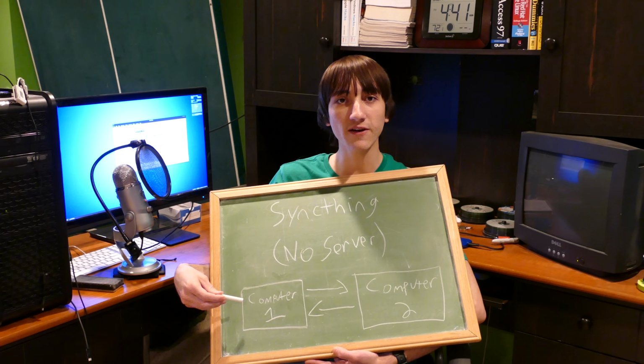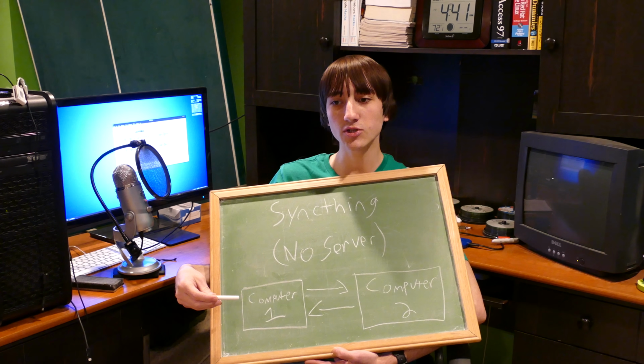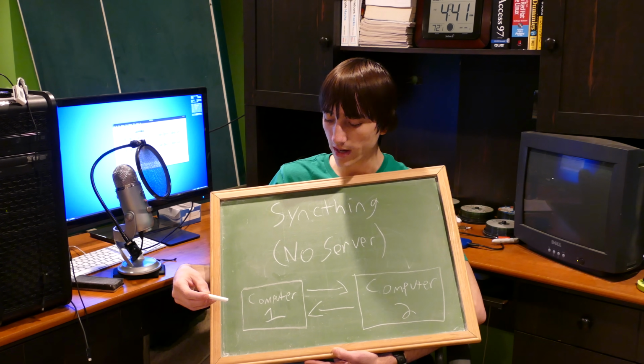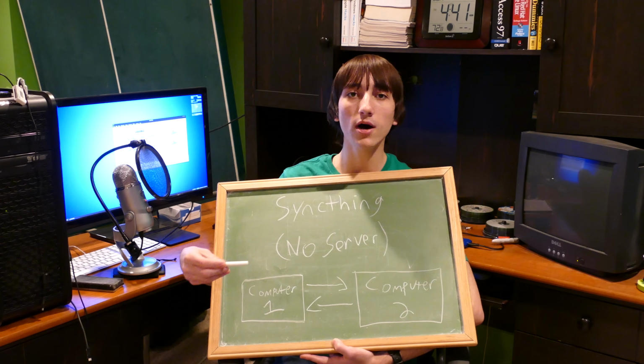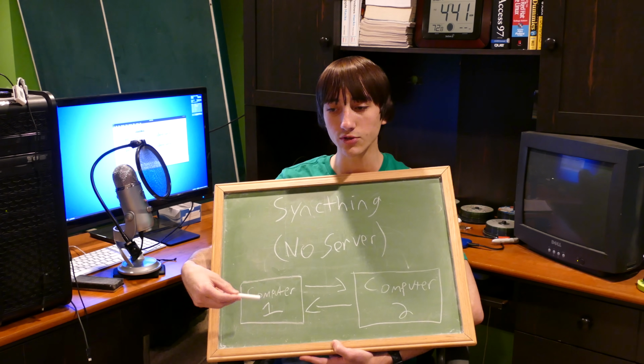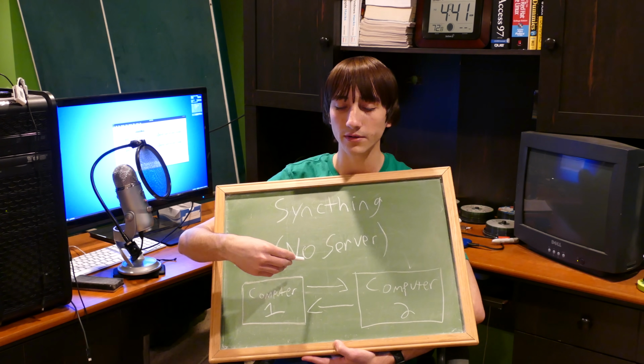Syncthing does encrypt your files as it's sending them. You have an option to actually compress them as it's sending them as well. And your files are not stored on anybody's computers except your own two computers. It's not stored on a third computer or a server.